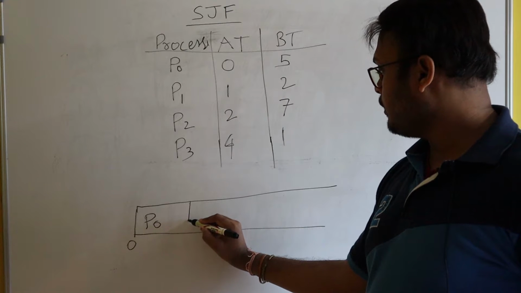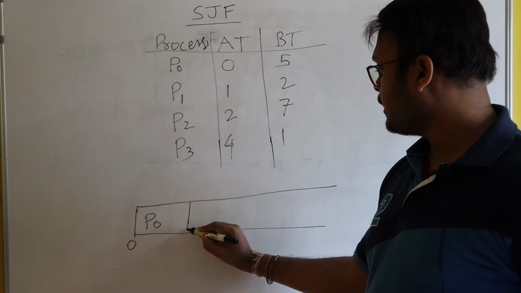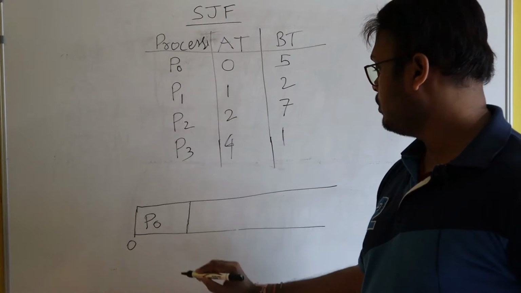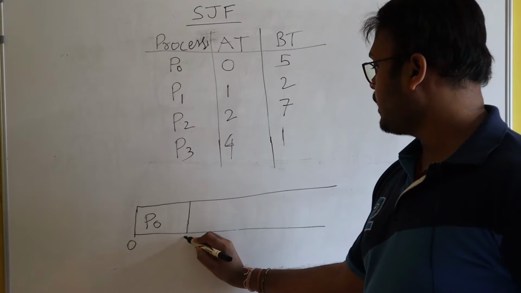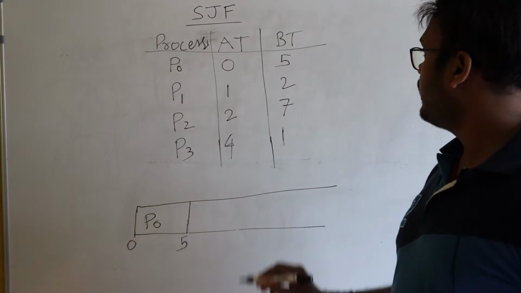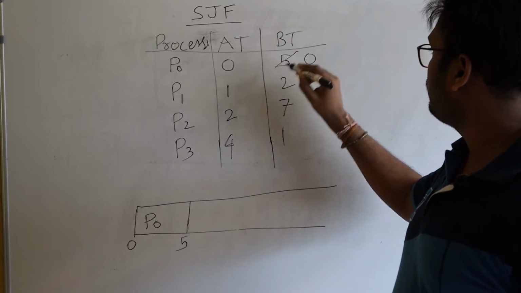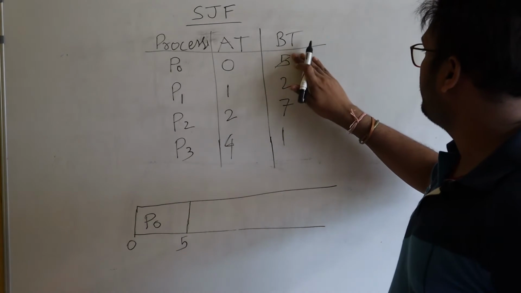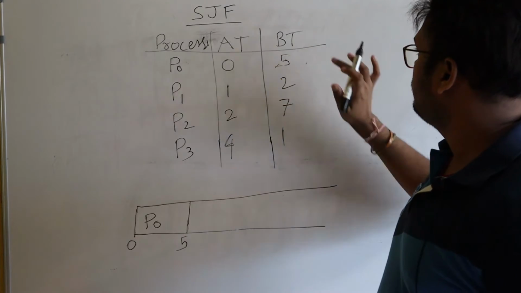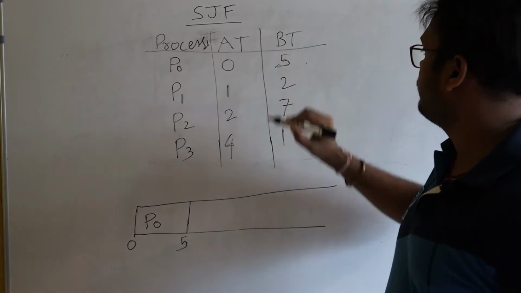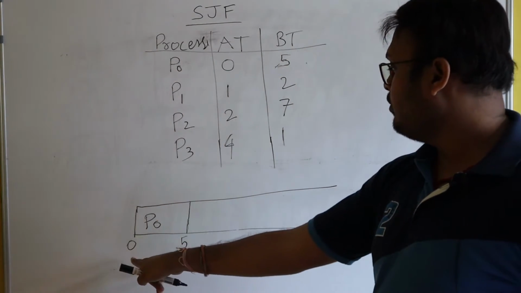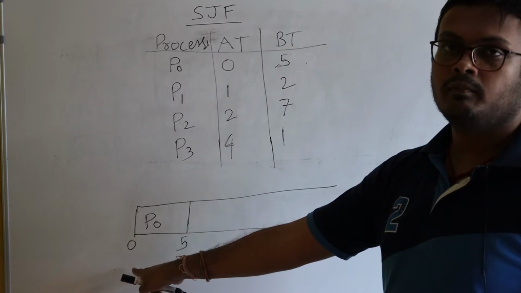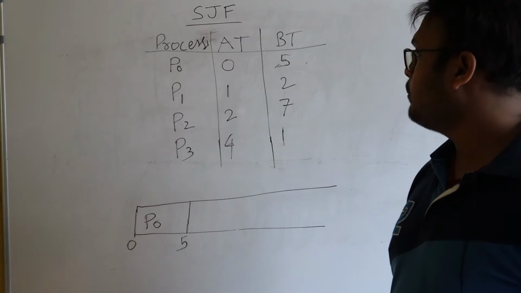If you have any doubt regarding this point, then just watch my previous video. Okay, so up to 5 seconds P0 will run successfully and the task of P0 is done. No need to write because it's already a non-preemptive SJF. Okay, now you see within these 5 seconds, how many processes are available?